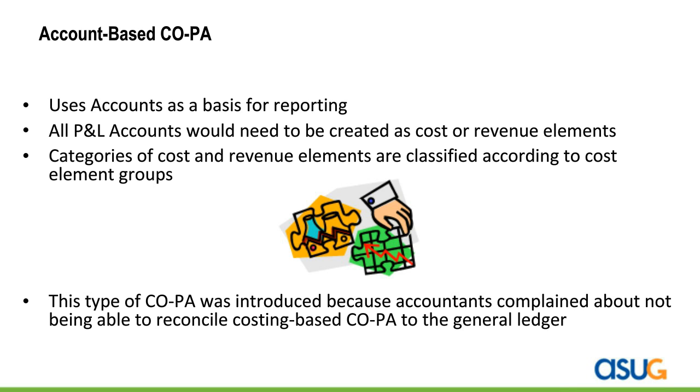It wasn't meant to be like costing-based COPA, which is why now that account-based is required for HANA, people have to go back to the drawing board and think, okay, now what do we need to do with this? So how do we need to map this correctly so that it gives us what we want?